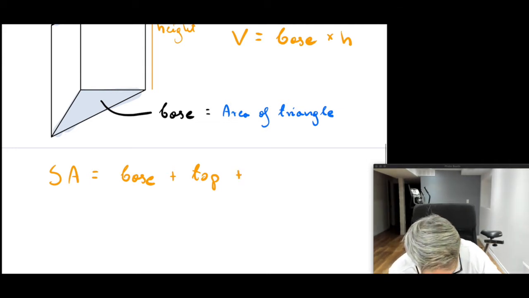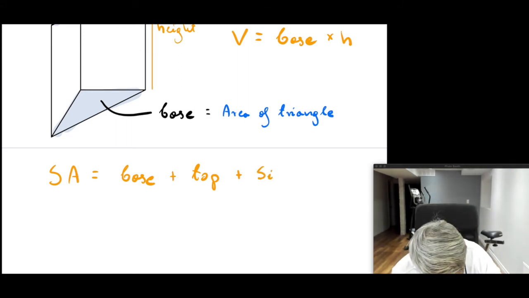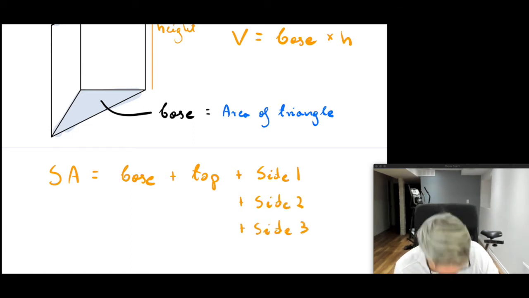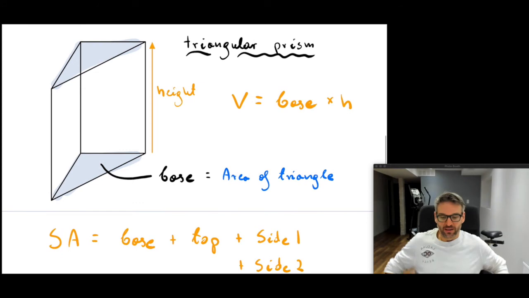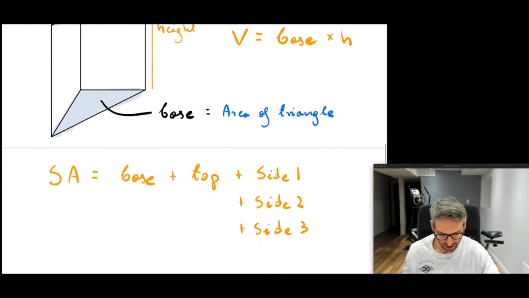And then we can't forget, plus side 1, plus side 2, plus side 3. So this is like composite shapes, but you have to be able to spot them. Now, depending on the triangle, if all the sides are the same in the triangle, then not a big deal. Then these sides are equal.